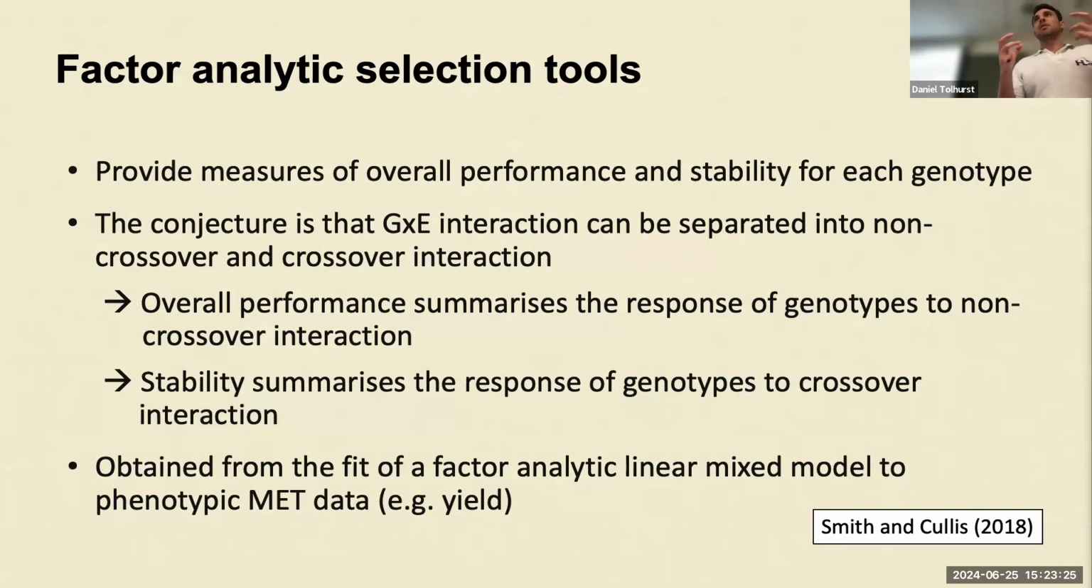But they're based on the fact that these types of models can disentangle, pull apart, the non-crossover from the crossover. That's what they're built on, so that they can have an average over that non-crossover component and have a measure of stability of the re-rankings. That's the core of what they want to be able to do. And they come from fitting a linear mixed model, essentially. I'll just show what that looks like.